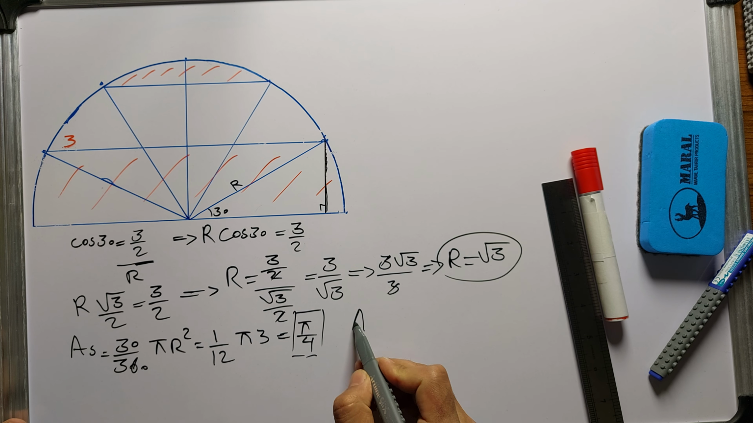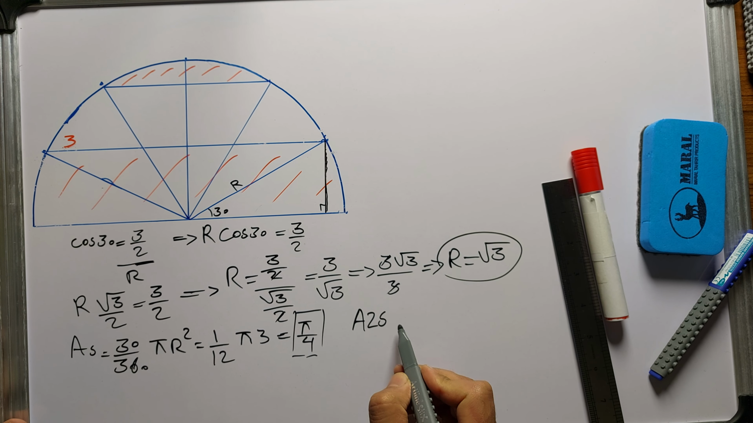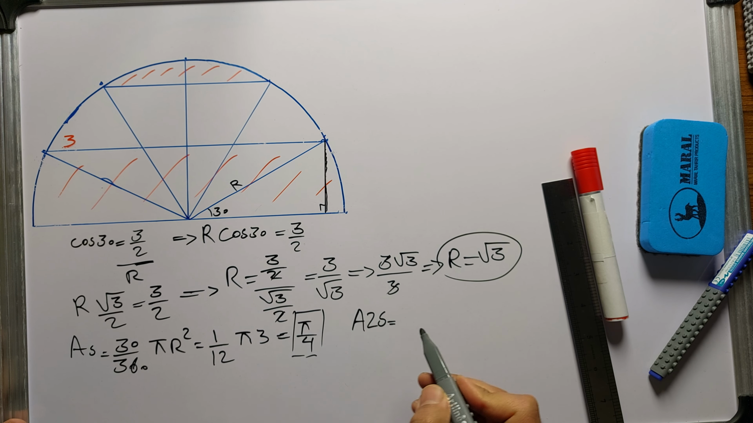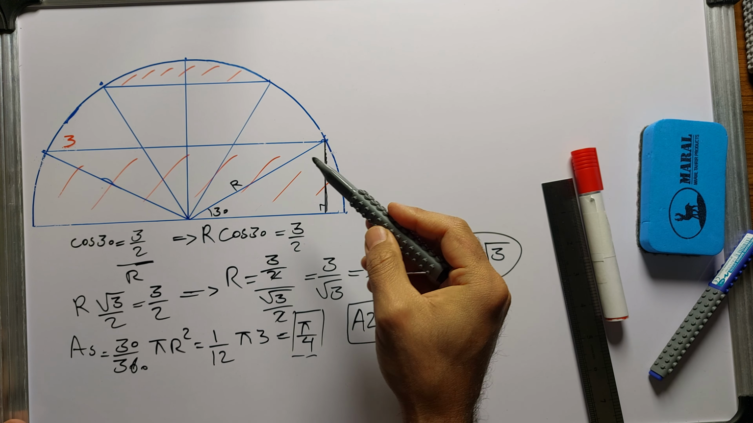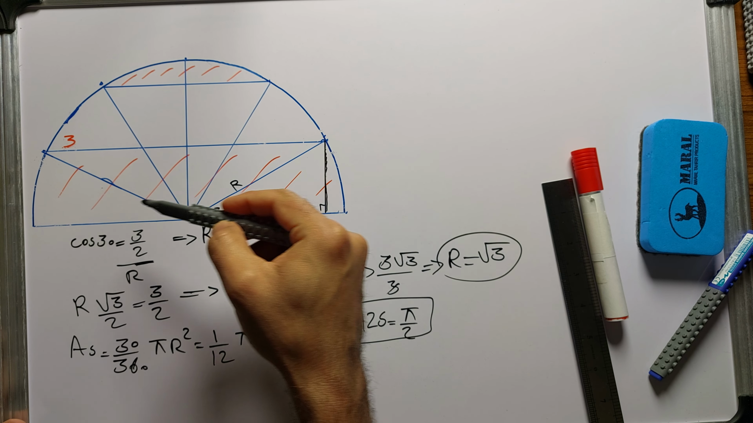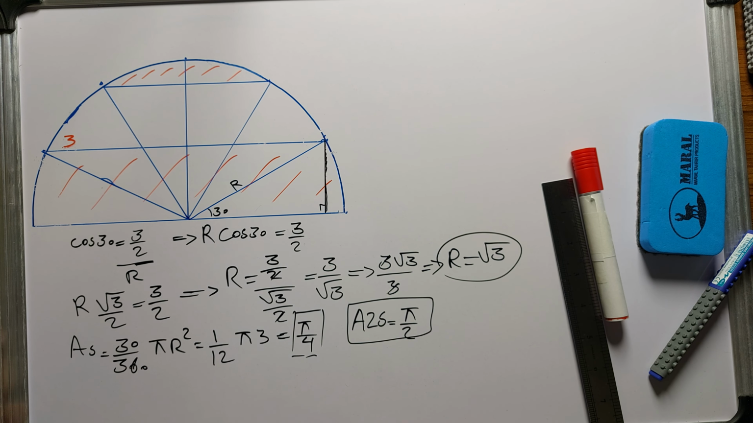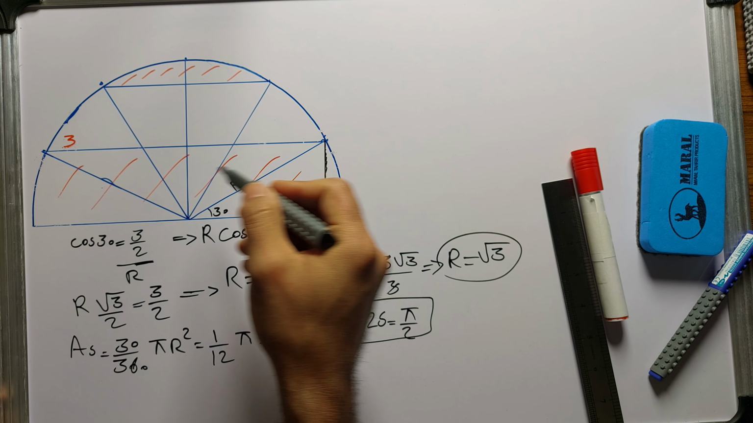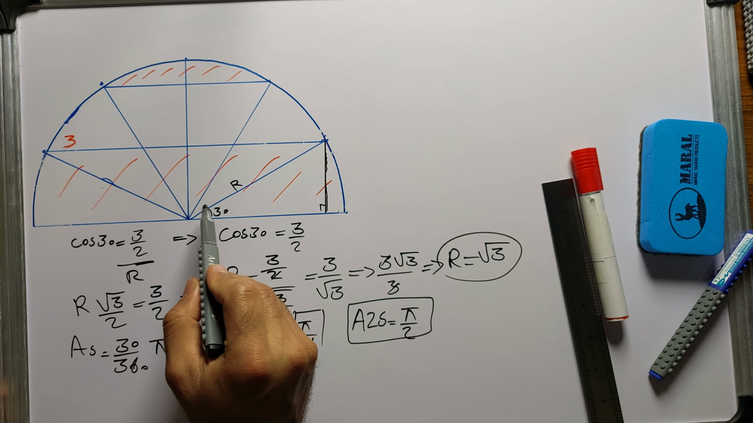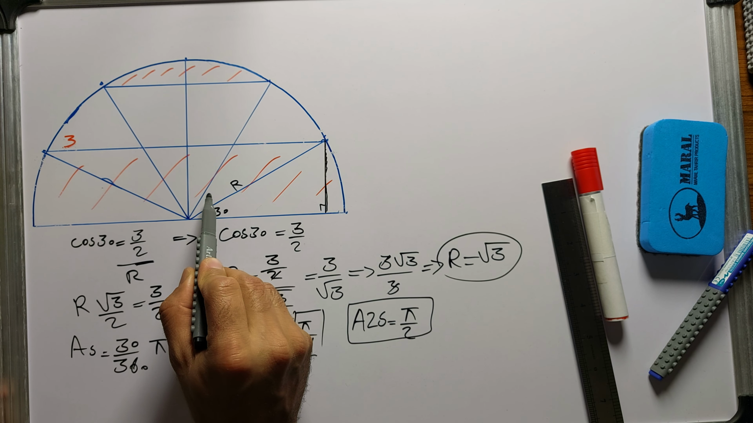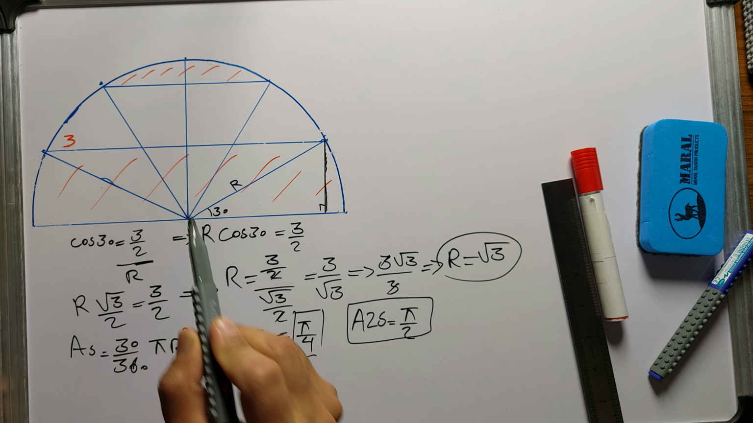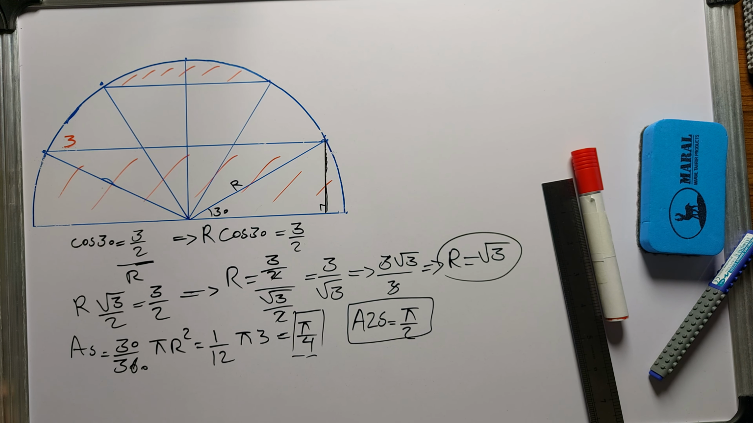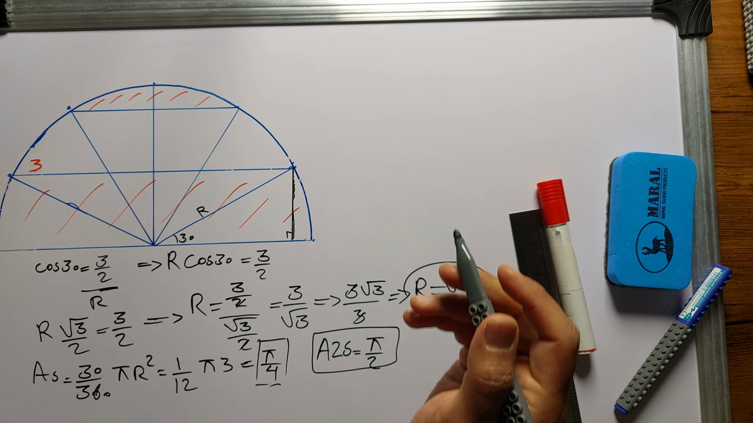An area of 2 slices is 2 times this, which is pi over 2. So far we found the area of these 2 slices. So that's pi over 2. So what is the area of this big isosceles triangle? So we know that the angle here is, let's count the angle. That's 4 times 30 degrees. That's 120 degrees. So 30, 60, 90, 120. So let me write it down here.